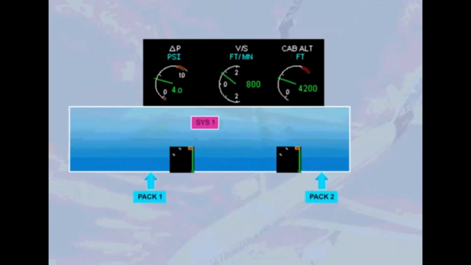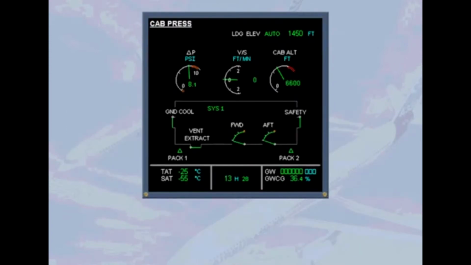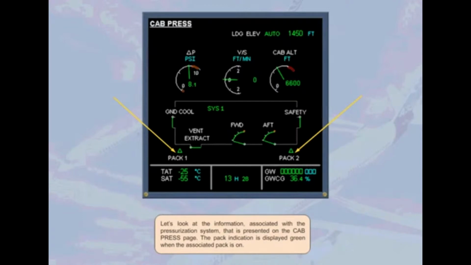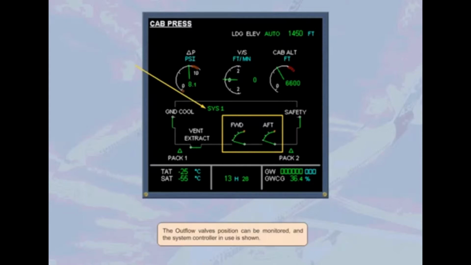The crew can monitor all cabin pressure functions on the ECAM cabin pressurization page. Let's look at the information associated with the pressurization system that is presented on the cabin pressurization page. The pack indication is displayed green when the associated pack is on. The outflow valve's position can be monitored, and the system controller in use is shown.